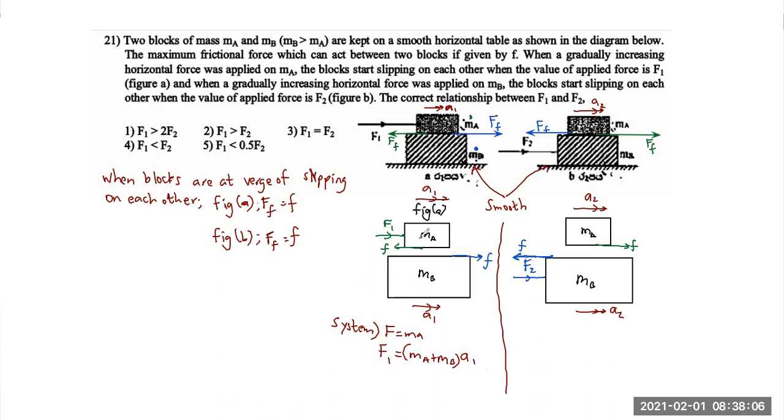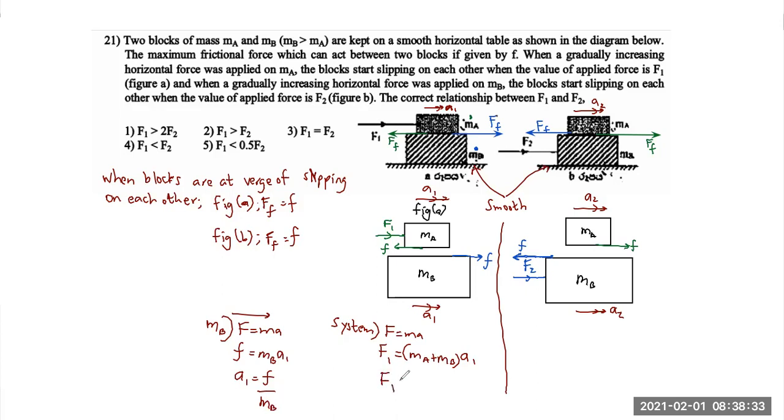To find A1, the easiest thing you can do is apply F equals MA for MB. Why am I doing that? Because look at MB, only one force is acting on MB and that single force is F. So in the right side direction, simply F is equal to MB A1. So A1 is equal to F divided by MB. Then let's substitute it here.